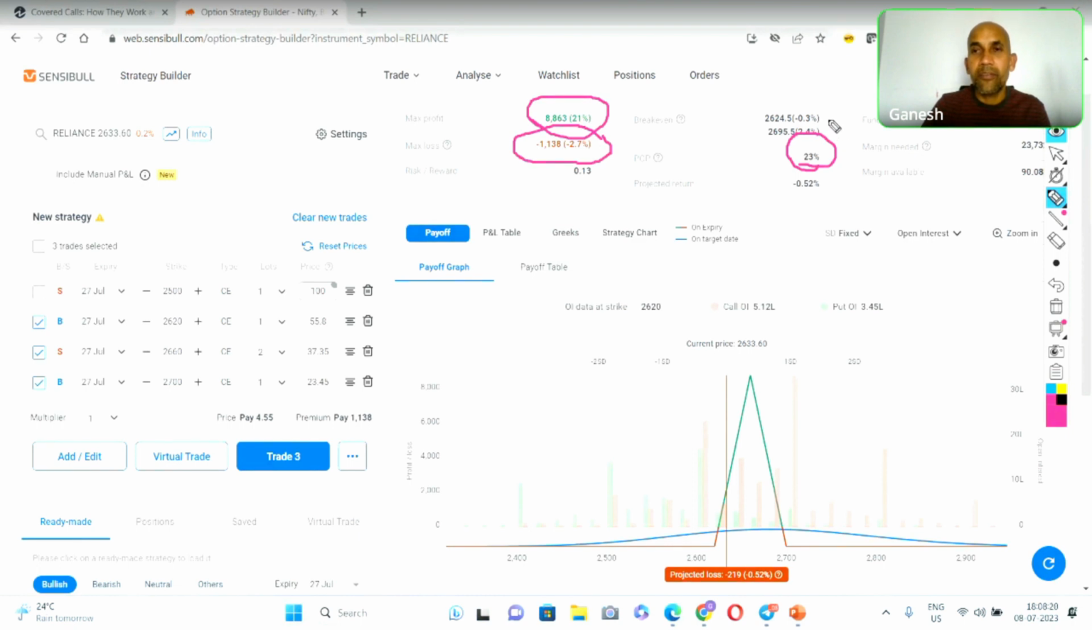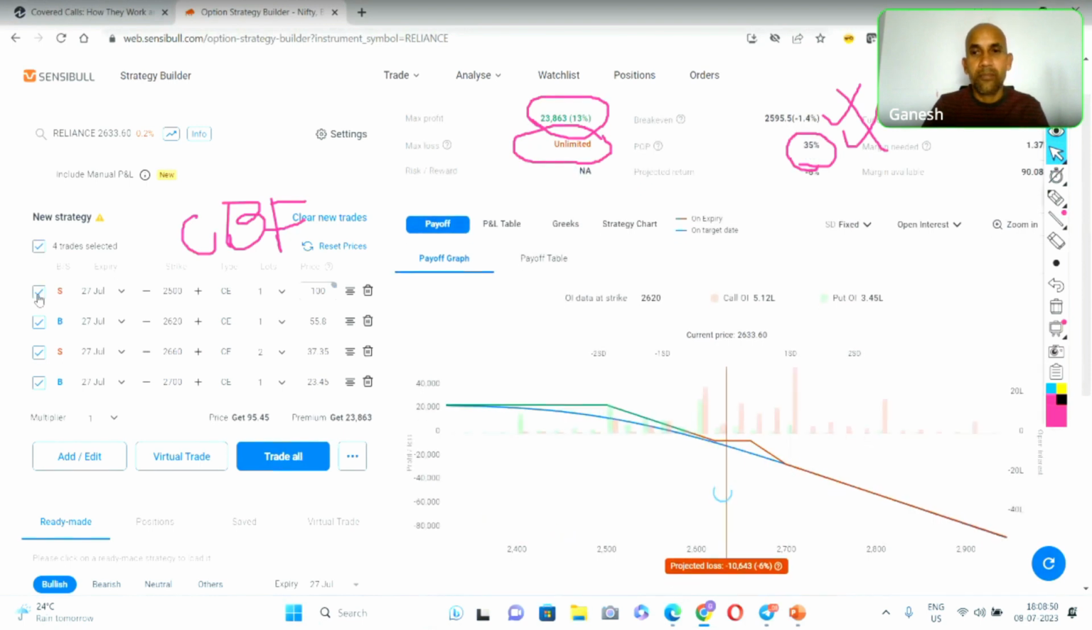And you'll see the break-even: 2,624 is the lower break-even. Upper break-even is 2,695. Very good, right? This is a very good premium and a very good upside break-even you are getting. Earlier we had already crossed the break-even. Now with this we are getting a good break-even. If we add this call butterfly, this is called call butterfly, CBF. You can call it CBF, right? With this call butterfly, you see, if I keep it on this call, what is the break-even?